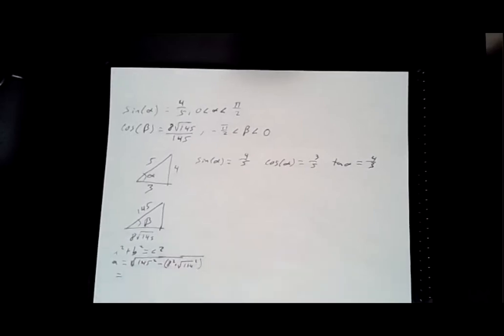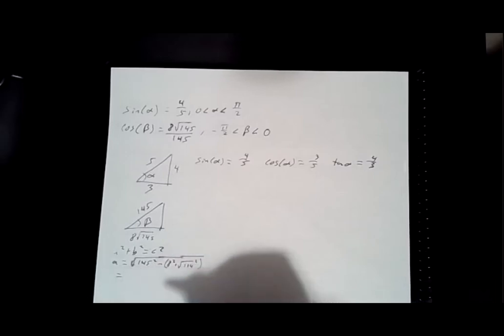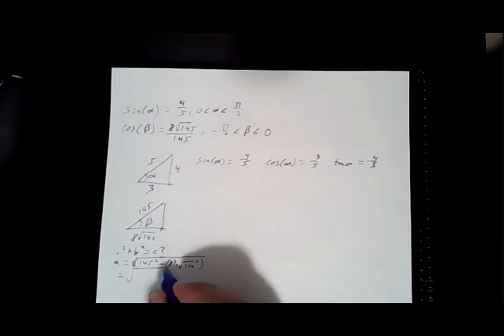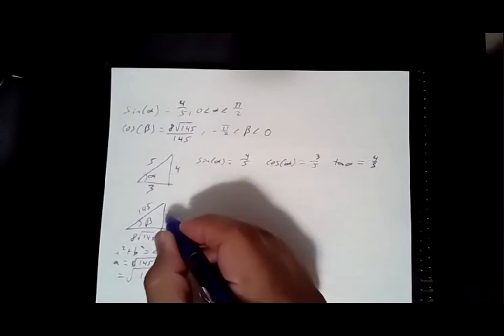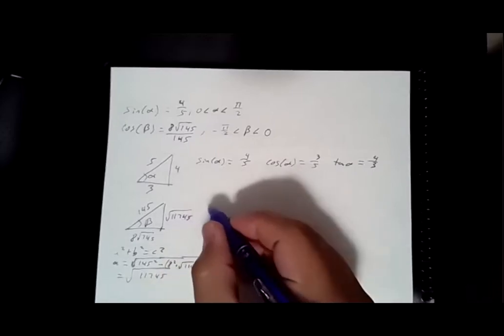So that's some weirdo number. I'm using my calculator here. I don't think that's going to be pretty. Minus 8 squared times 145. That will be the square root of 11,745. That is not nice at all.